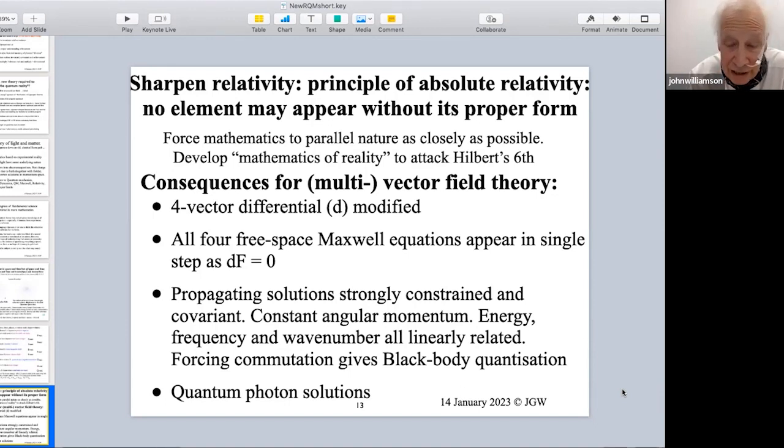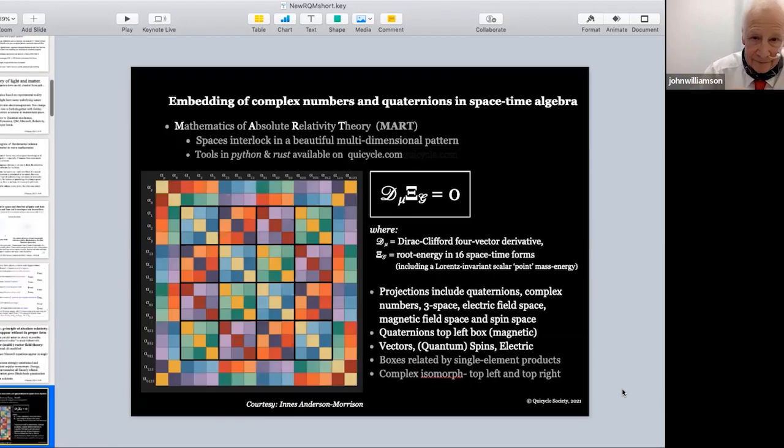Forcing commutation gives black body quantization. So we get these kinds of quantization just by forcing a commutation relation. And we have new solutions, and these solutions are quantum relativistic photon solutions. So these are the consequences of what happens. I haven't done the theory yet, but this is what it's going to do. So let's start doing the theory.